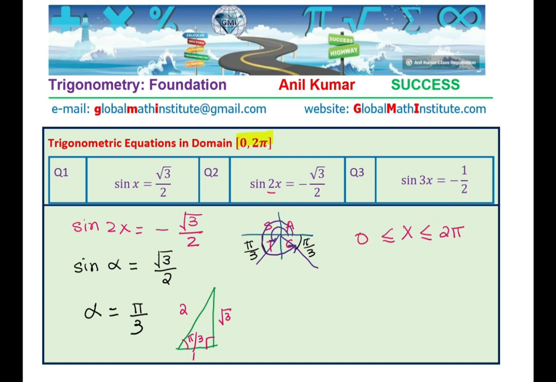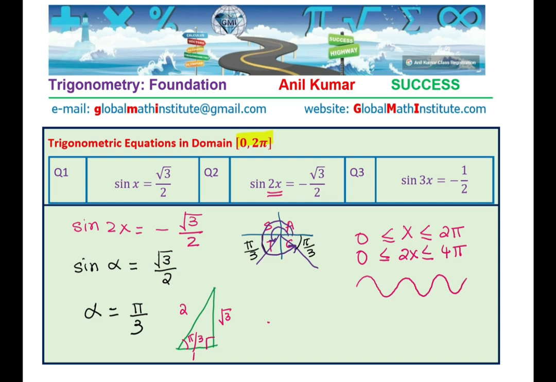But the question has an argument which is 2x. 2x means we are going to multiply each by 2. So it becomes 4 pi. So 4 pi means 2 circles, right? Even otherwise, if you want to see the sine wave, how many sine waves will be there within 0 to 2 pi?